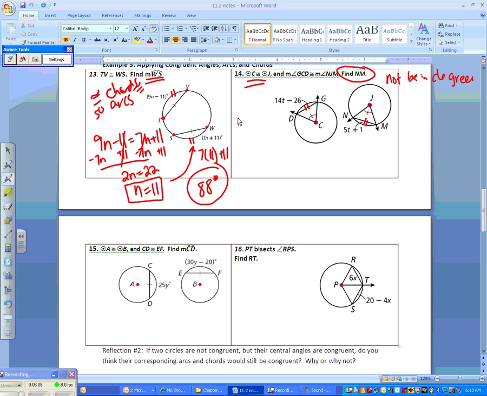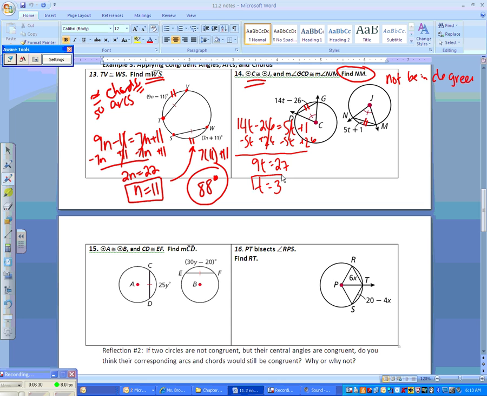So we have 14t minus 26 equals 5t plus 1. These two things are congruent to each other. I'm going to subtract the 5t, and I'm going to add a 26 to get everything onto its respective sides. And I'm going to end up with 9t equals 27. If you divide by 9, you get t equals 3.